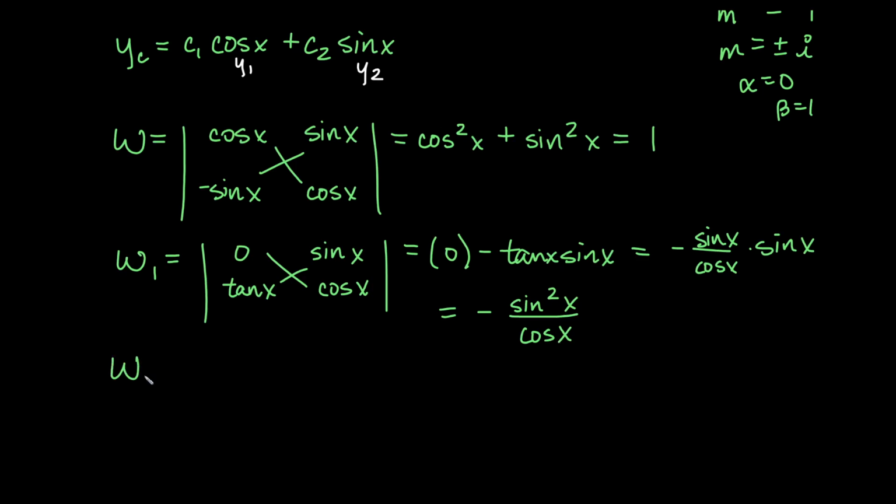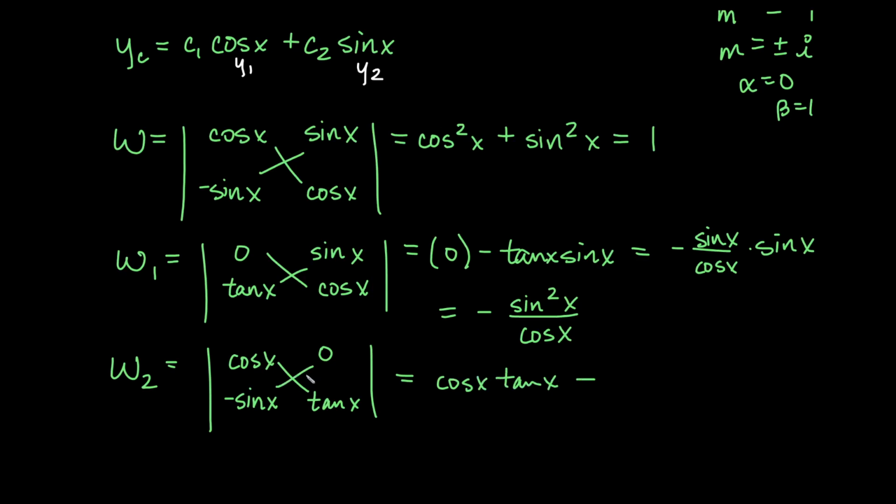Our W2, replacing column 2 with 0 and tan x. And we'll keep our cosine x and sine x column from the original, so cosine x, negative sine x there. Here we'll have cosine x times tangent x, and then minus the other diagonal, which has a 0 in it, so that's just 0. Now this cosine x times tangent x, think about that like cosine x times sine x over cosine x. In that case, the cosine x's reduce, and we just get sine x for our W2.